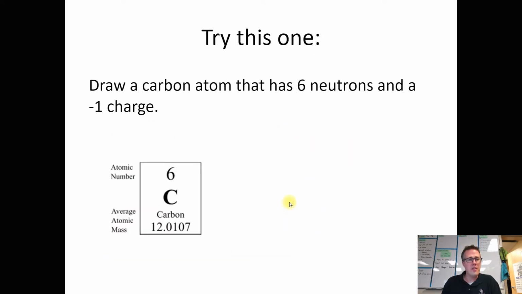Off to the side, there's a spot for you to try this one now. Please draw for me a carbon atom that has 6 neutrons and a -1 charge. If you're still watching, you're ready to check your work.